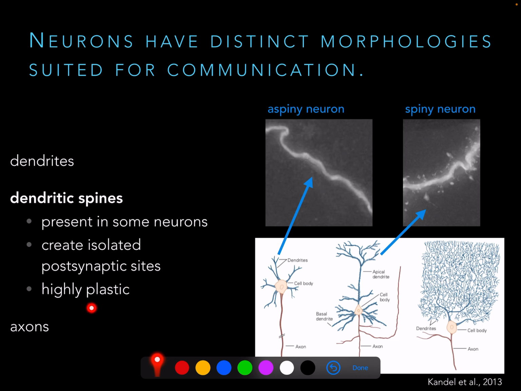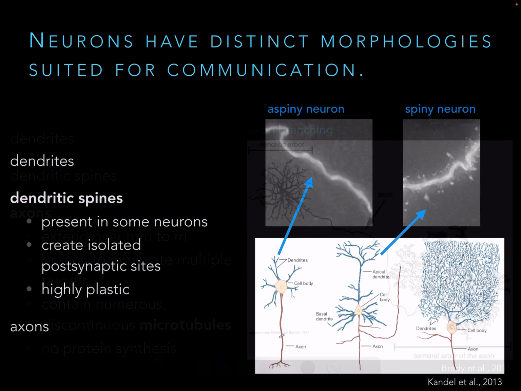That's all this means. Because we can grow new spines, we can get rid of old spines, we can make them bigger, stronger, smaller, weaker. We think of dendritic spines as being very important for forming new memories and for forgetting irrelevant information.